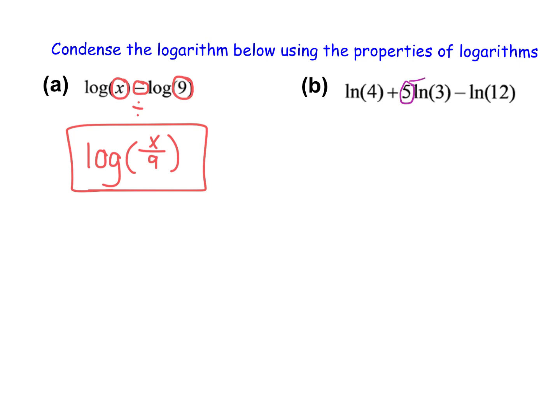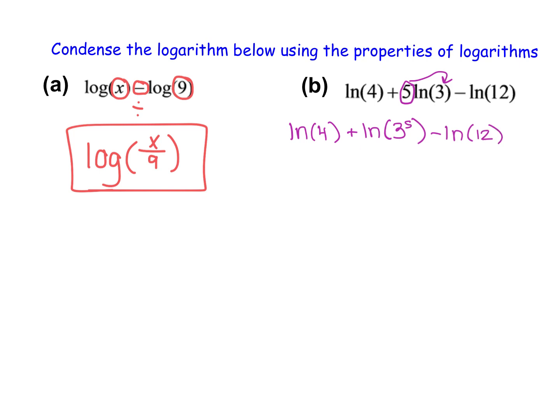This second problem here, what I notice right off the bat is that I have a coefficient out in front of my natural log. So I know that that is an exponent that I need to pull back inside of the logarithm. So here we have the natural log of 4 plus the natural log of 3 to the power of 5, because I use the power property to pull that back in, and then minus natural log of 12.